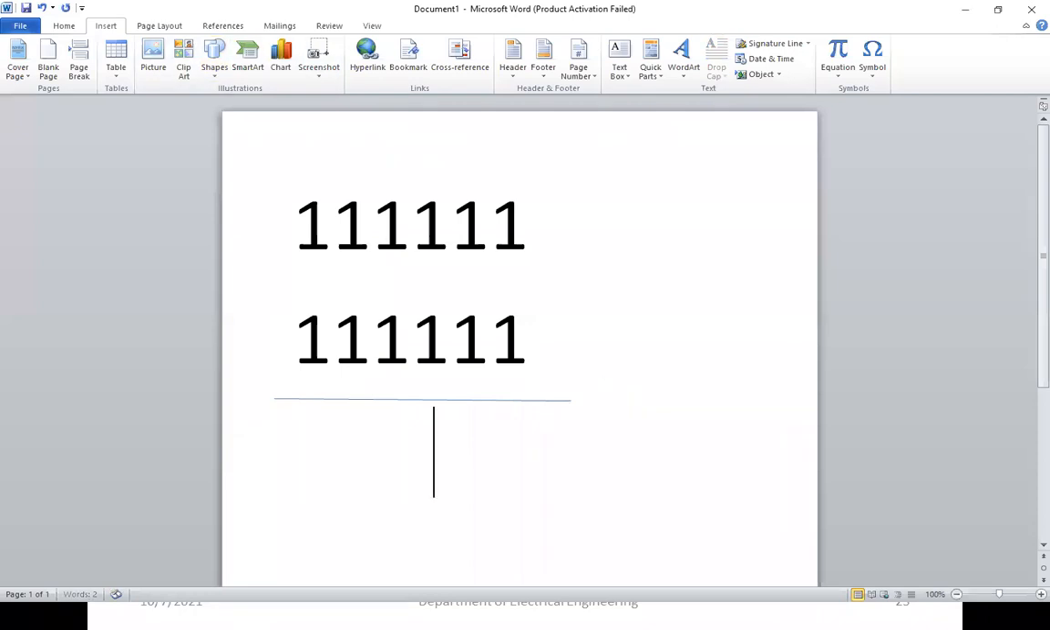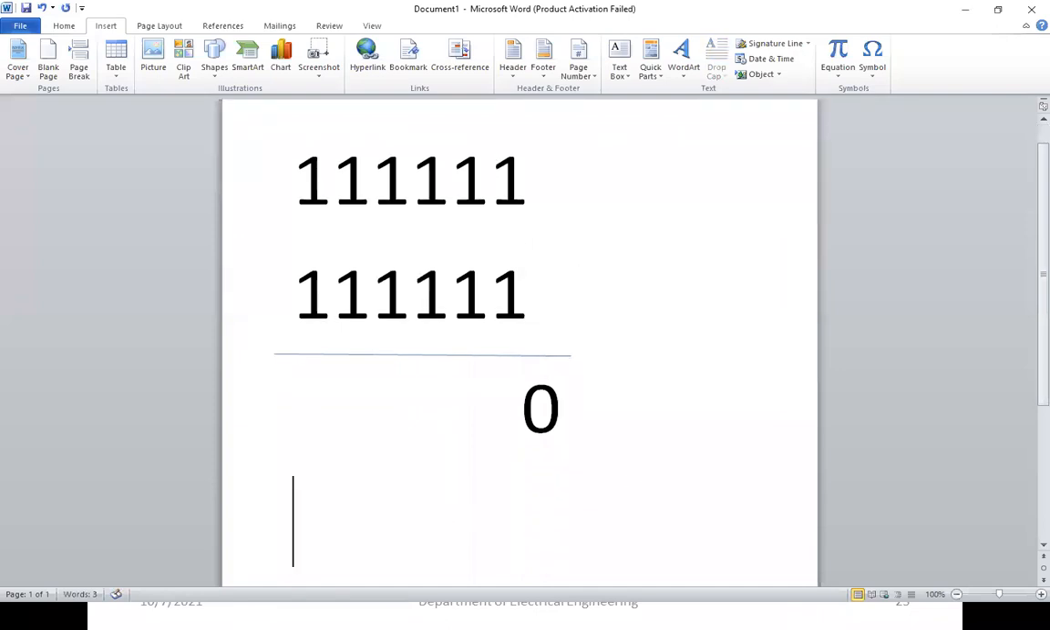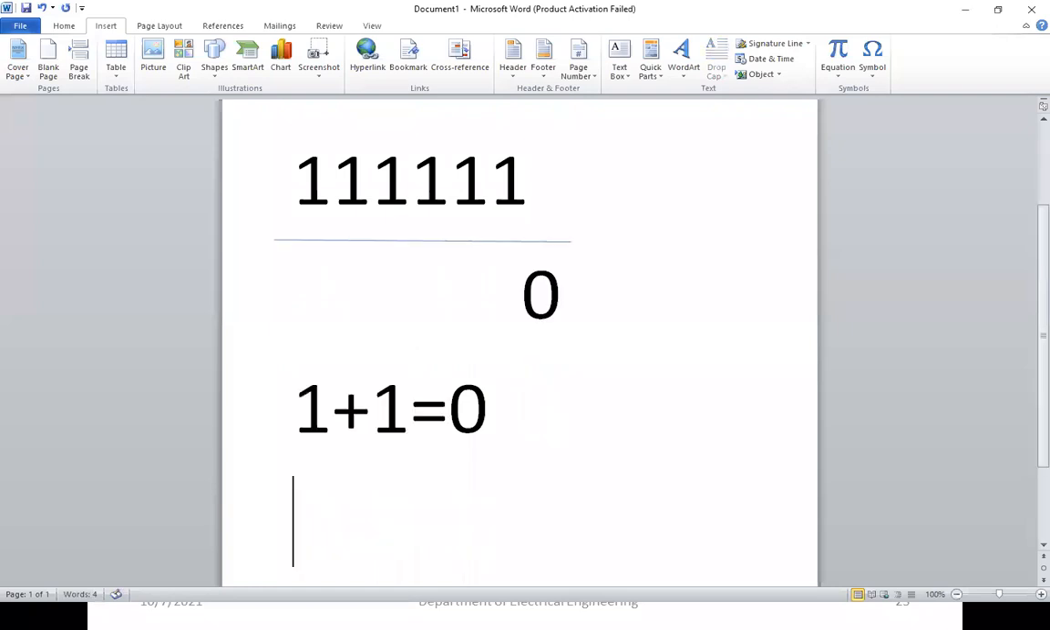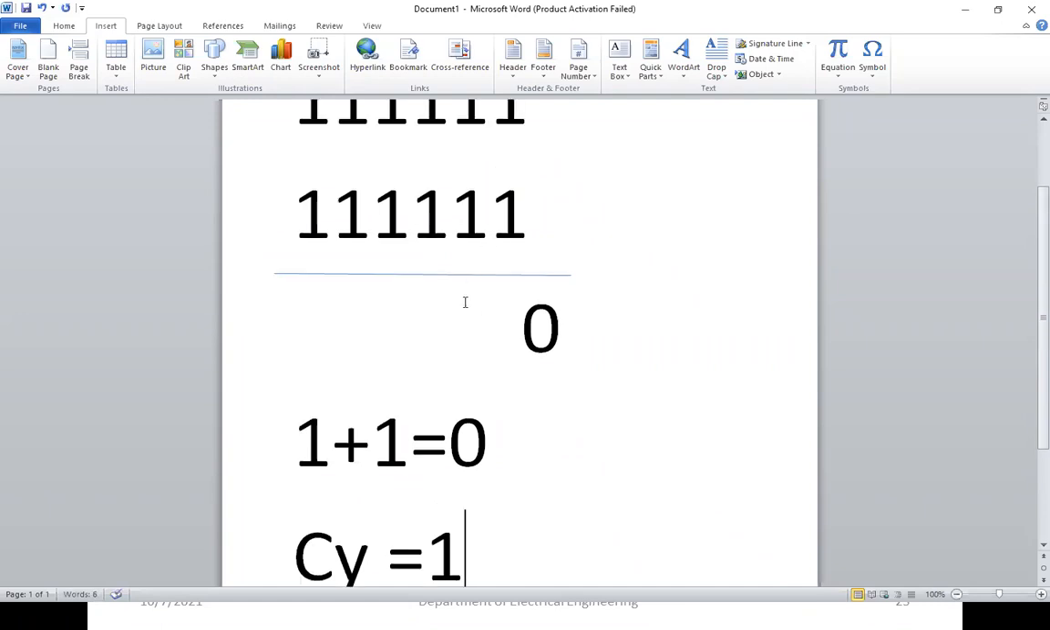Just take one addition. If it is 1 plus 1, the sum is 0 and you have to put a carry of 1. You know that in binary, 1 plus 1 gives sum 0 and carry 1. Understood? 1 plus 1 means sum is 0 and carry is 1.